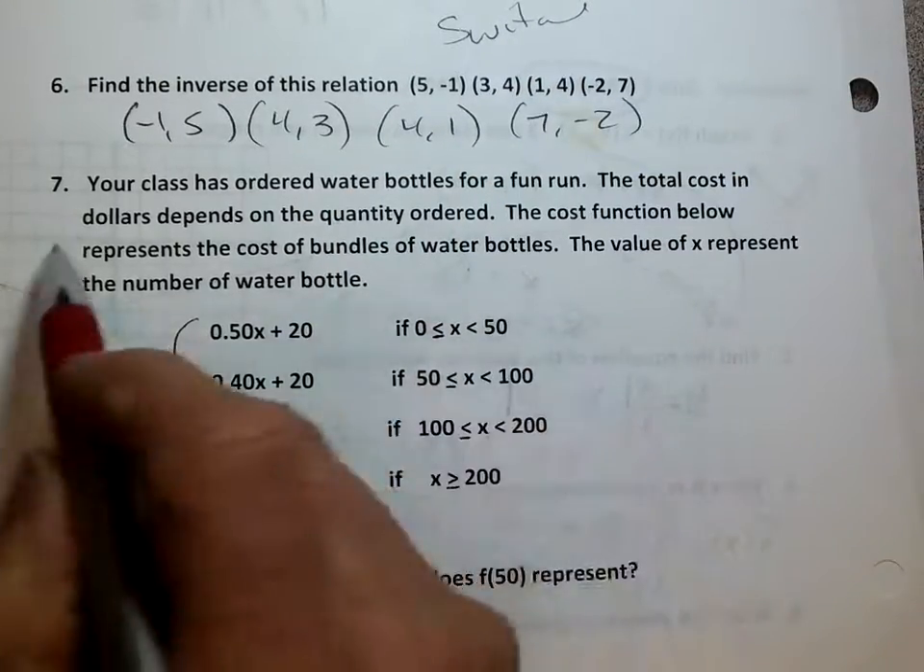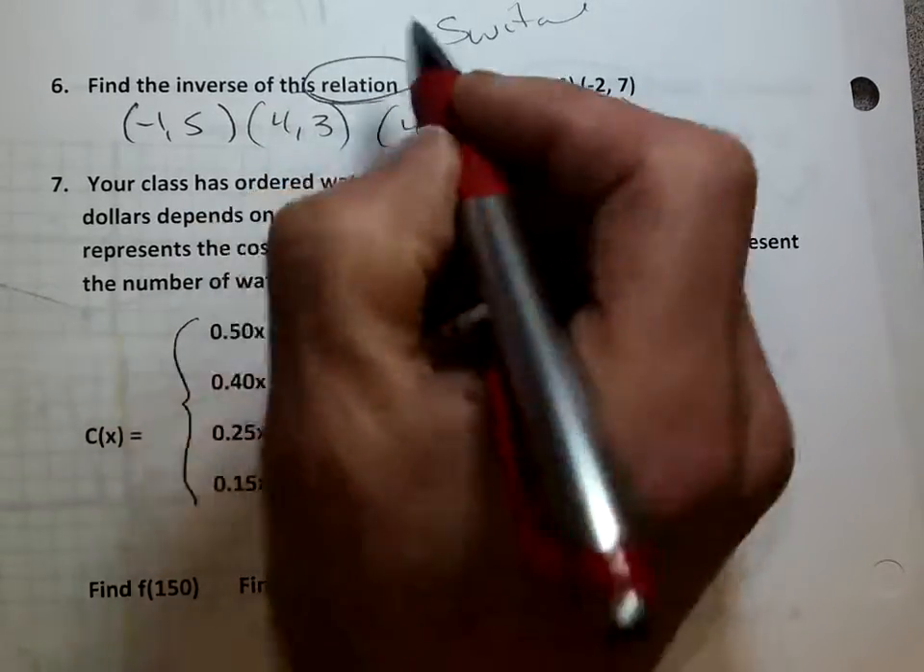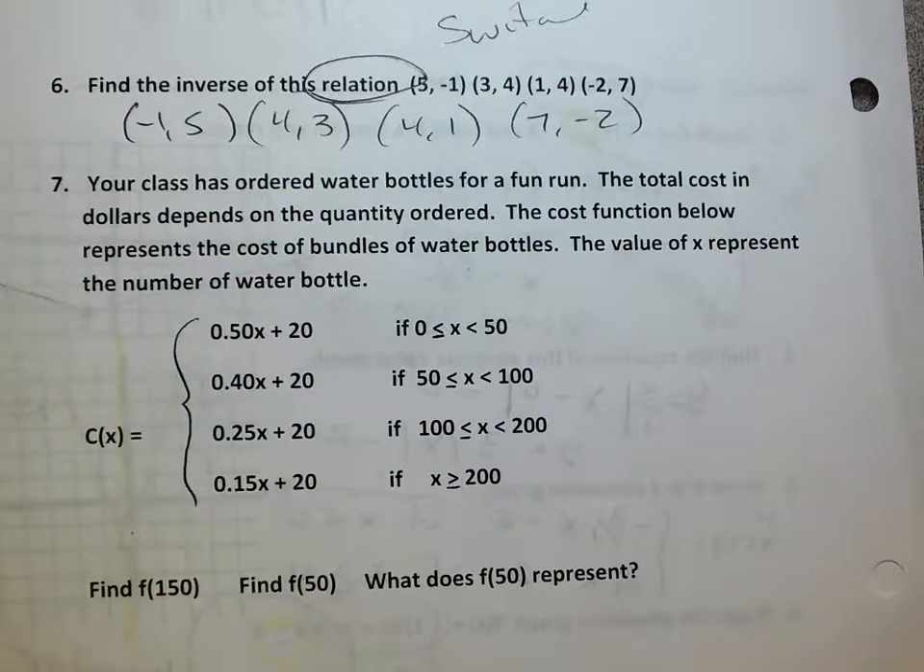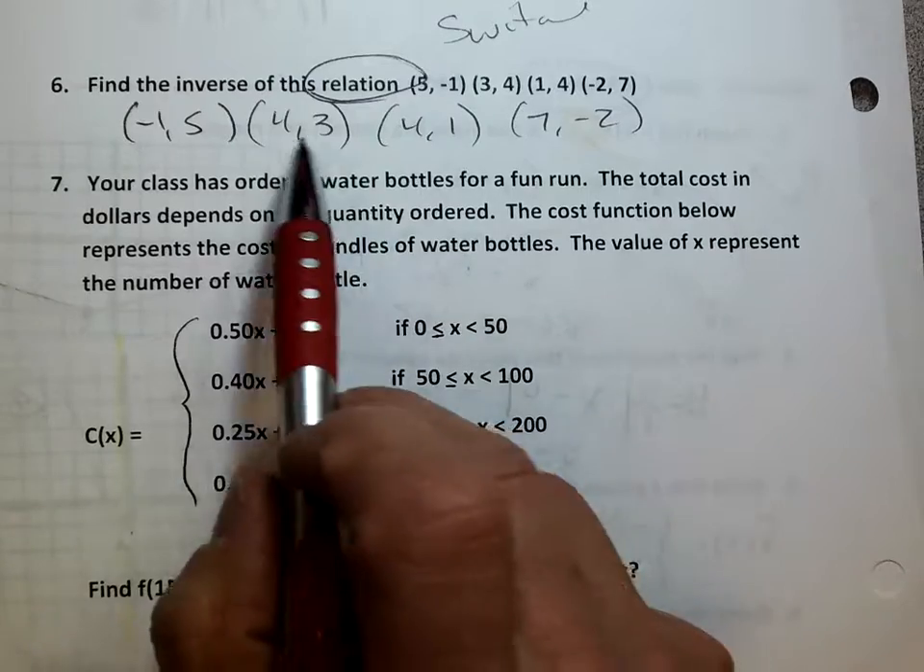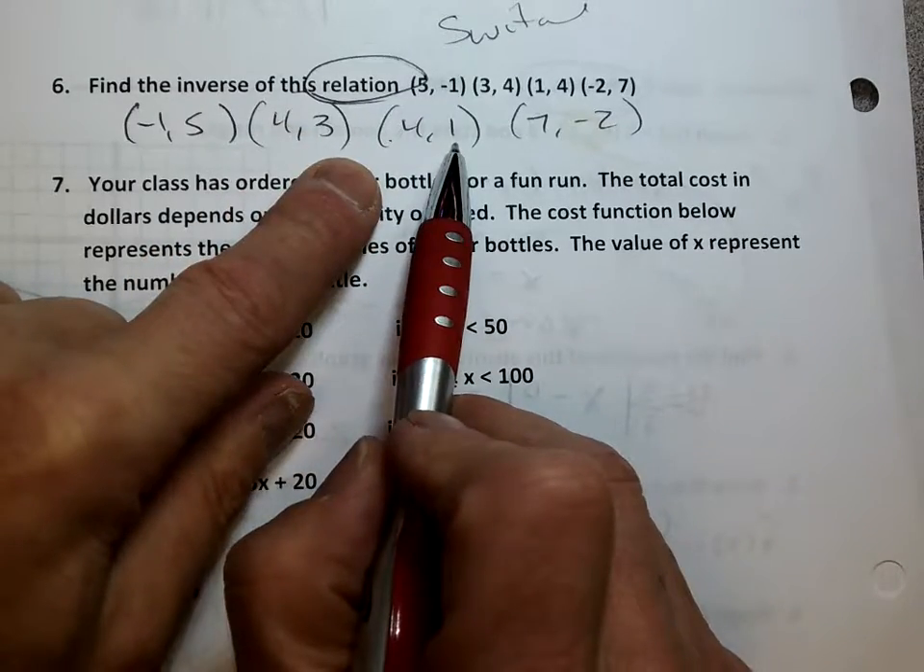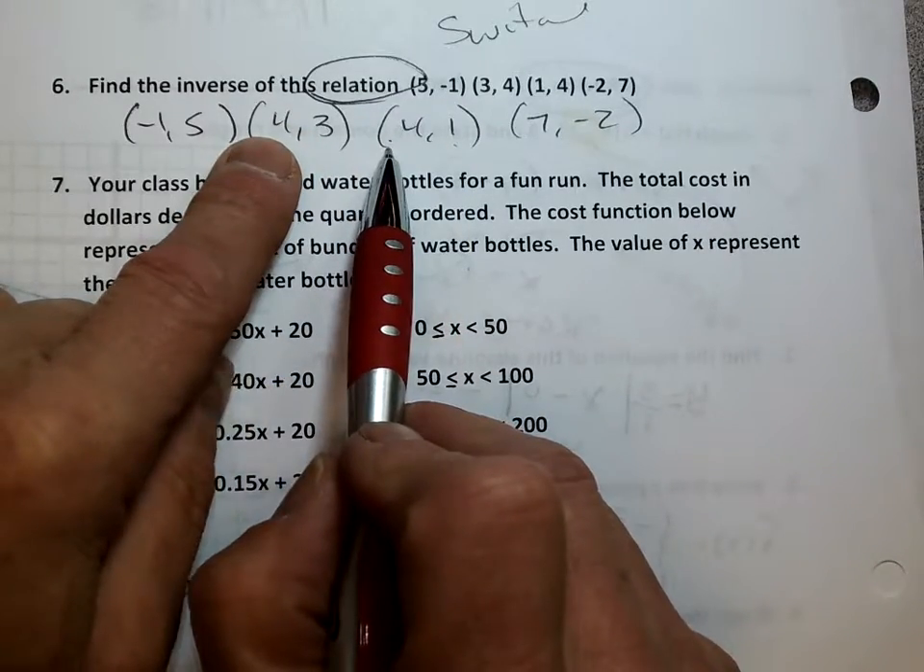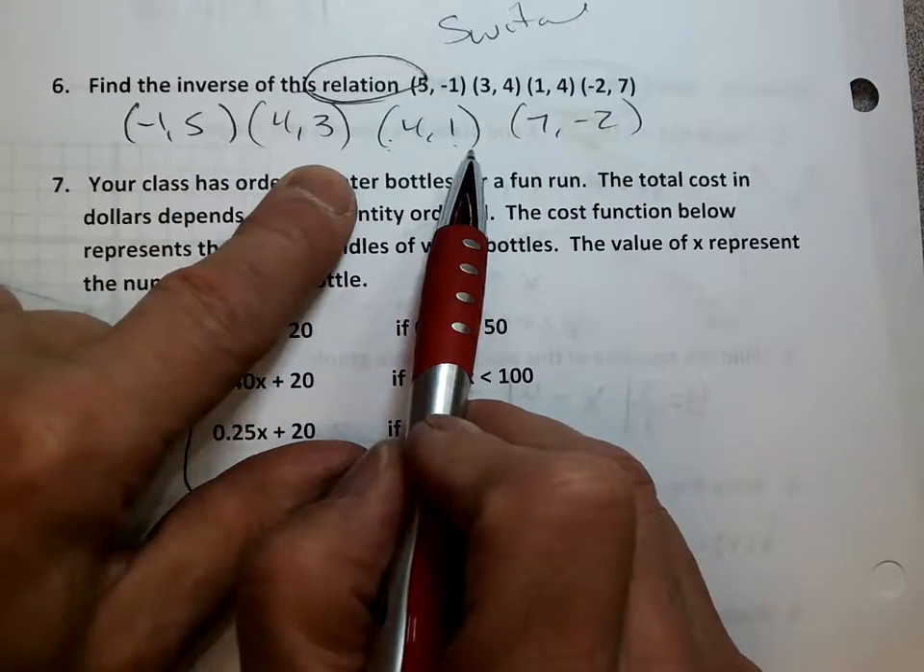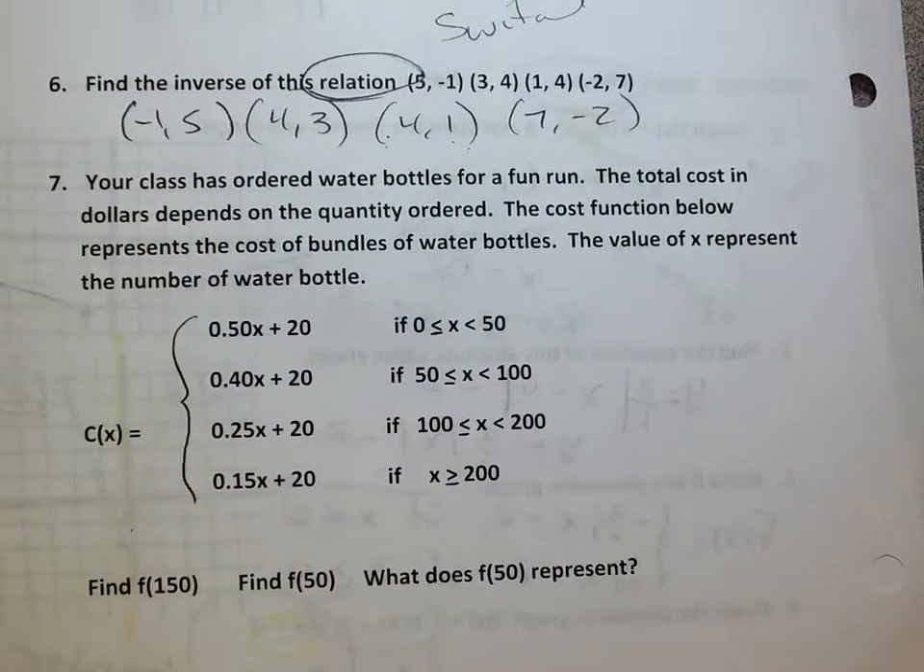Now, this is not a function. That's why they use the word relation. It is not a function, because you see that 4 is paired up to 2 things, right? You can't buy 4 lattes for 2 different prices, can you? So it's not a function, but it is a relation. Okay, that's all you got to do. Switch them. Nobody better miss that one, right? If you miss that one, I'll be so bummed for you.